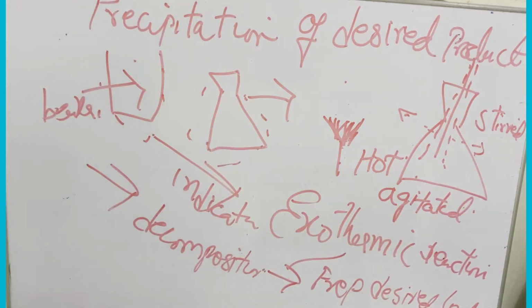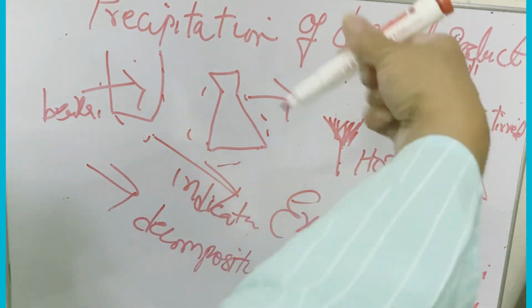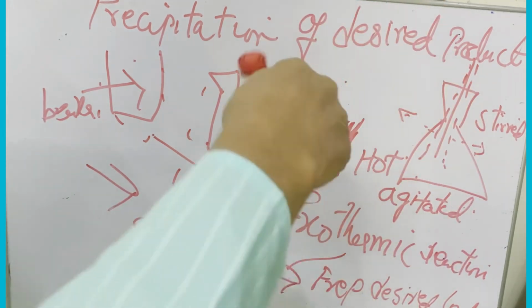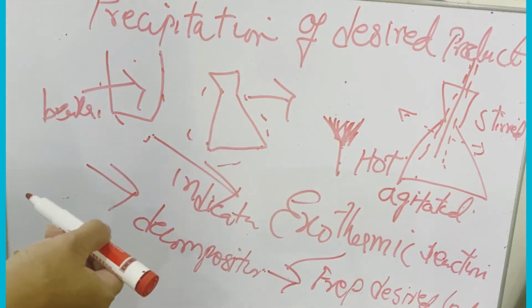Someone says, what is agitation? It is simply stirring of the compound. And this agitation can be, of course, manual, that is, you are shaking the vessel like this, or you are stirring it like this. This is called manual stirring, right?